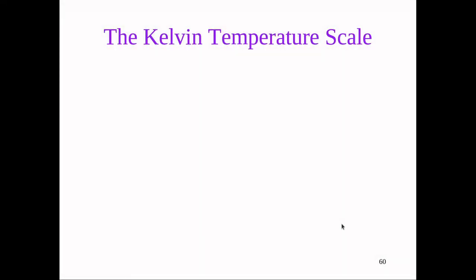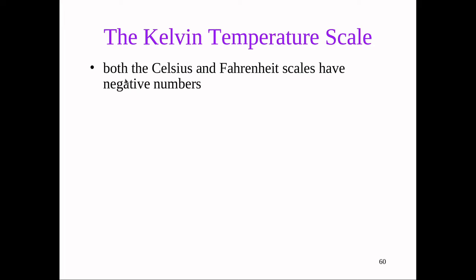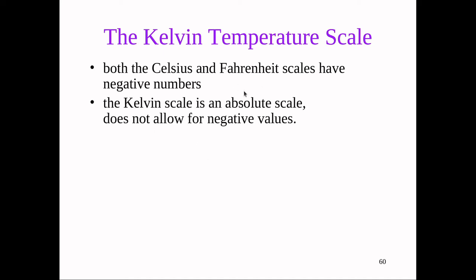So now I'm going to introduce a new temperature scale that you may have never heard about before, called the Kelvin temperature scale. You might have noticed that both the Celsius and Fahrenheit scales have negative numbers. They allow for objects that are colder than 0 degrees Celsius or colder than 0 degrees Fahrenheit, and therefore have to have negative values.